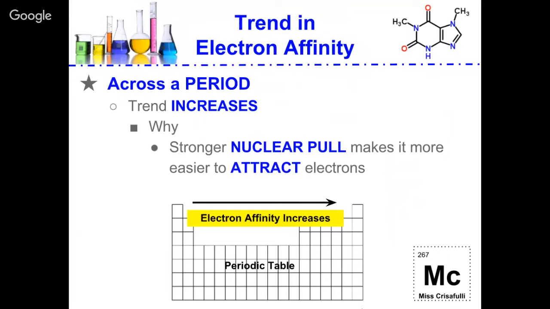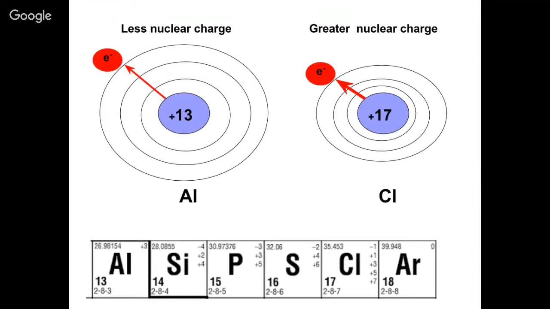So across the period, the trend is going to increase. Why? Because we're adding an electron, but we also have a stronger nuclear pull that's going to make it easier to attract that electron. So greater nuclear pull, we're going to want to pull onto that electron more, which also should make sense. As you go from metals to nonmetals across a period, you have things that give up their electrons on the left side, which are your metals, and things that accept electrons, which are your nonmetals on the right-hand side.